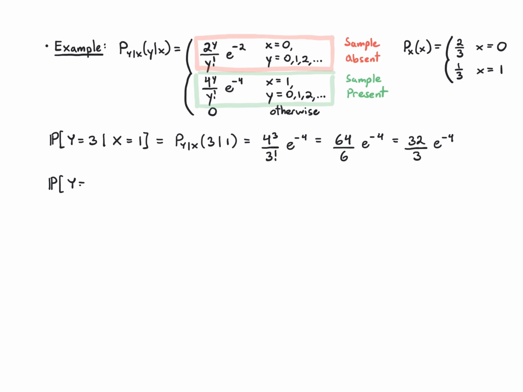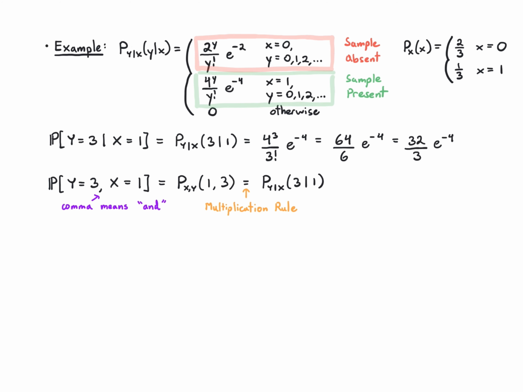Okay, what about the probability that y is equal to 3 while x is also equal to 1? So that's and. This comma means and, or intersection of the two conditions. The bar above means given, conditioned on the fact that we know x is equal to 1, whereas down here this comma means what's the probability that simultaneously you get y equals 3 and x equals 1? So this we can get using the joint PMF, but we don't have that directly. What we do have is the conditional and the marginal, and the multiplication rule lets us multiply those, y given x times probability of x, to get the joint PMF. And I just plug in the values 3 for y and 1 for x. That's going to be 32 over 3 e to the minus 4 times 1/3, and that's 32 over 9 e to the minus 4.